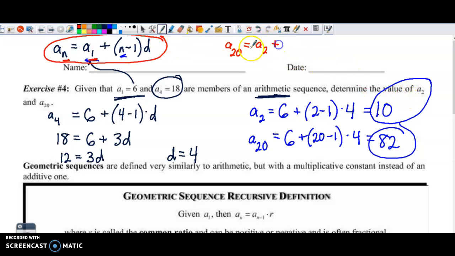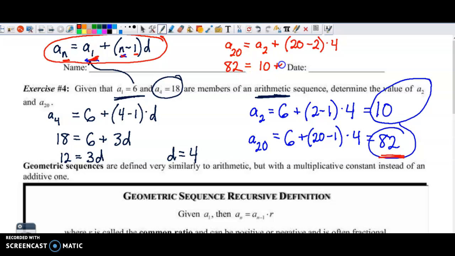And so if I'm doing a of 20 to a of 2, then instead of having an n right here, I need to replace it with 20. And instead of having a 1 right here, I need to replace it with 2. And the common difference has to be the same throughout. So I did want to point that out because if you compare, like we found 82 to be a of 20 in the last video.